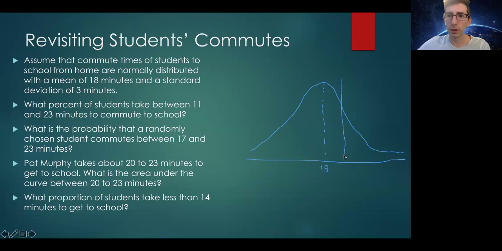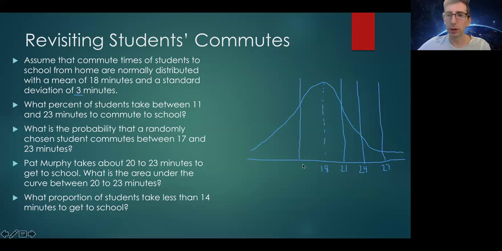If I go 1 standard deviation to the right, I need to add 3 minutes, so that would be 21. If I go 1 more standard deviation to the right, now I'm 2 standard deviations away from my mean. Add another 3 because that is my standard deviation, and I get 24. And lastly, I'll go 3 standard deviations away, add 3 more to get 27.